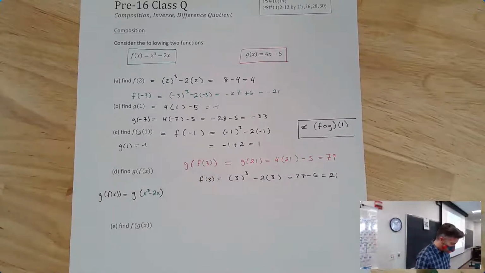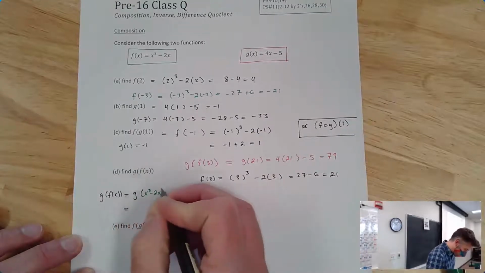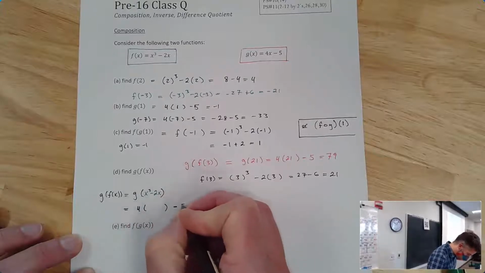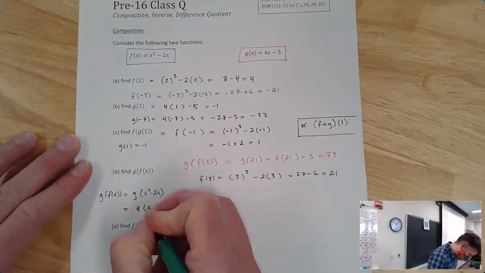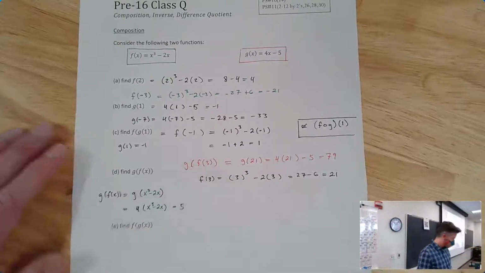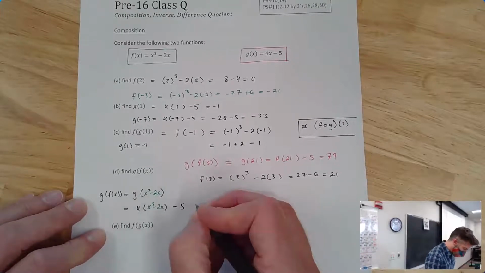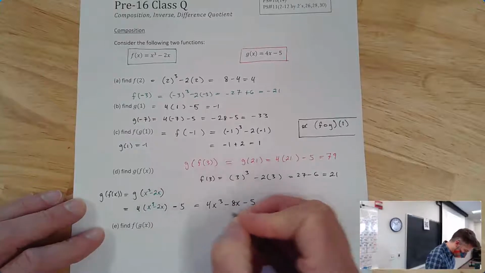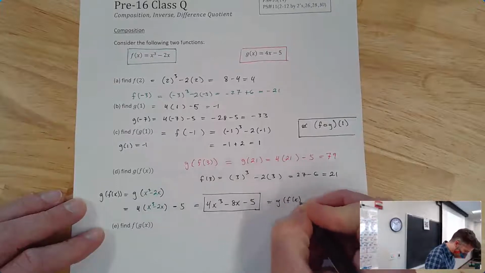And then I know that g of x is 4x minus 5. So g of some stuff is going to be 4 times parentheses minus 5. And then I'm going to substitute in what f is. And then we can simplify if it makes sense to. Here, it probably makes sense to. I can distribute the 4 and get 4x cubed minus 8x minus 5. And that is what g of f of x would be.